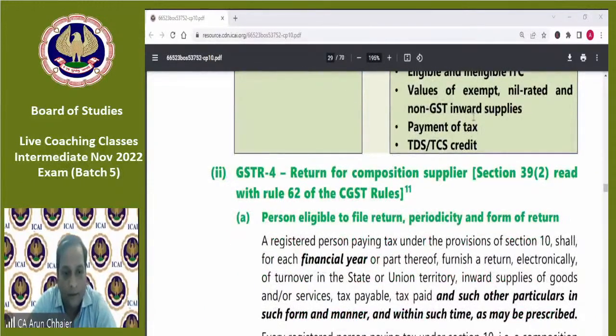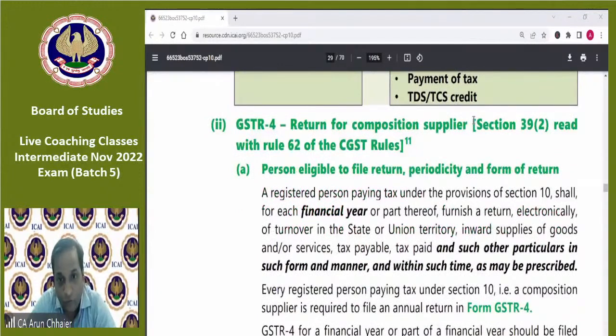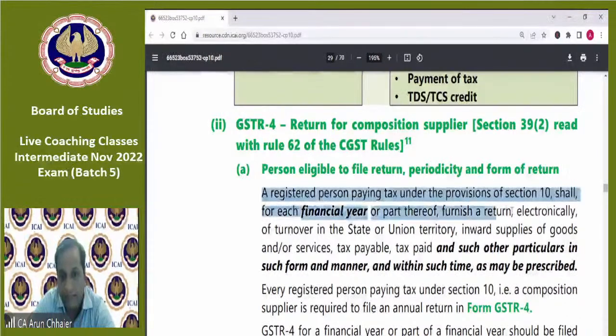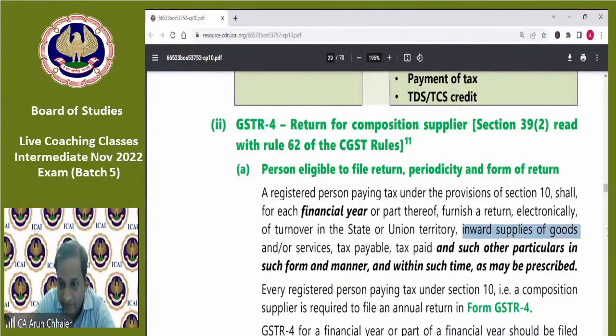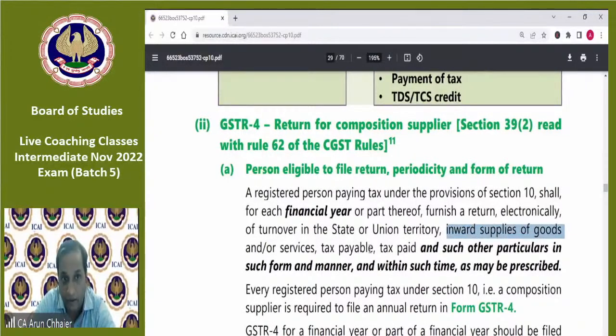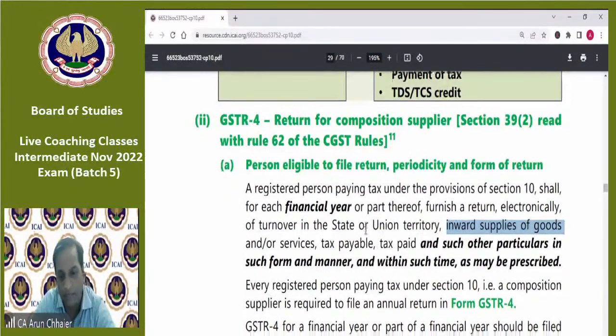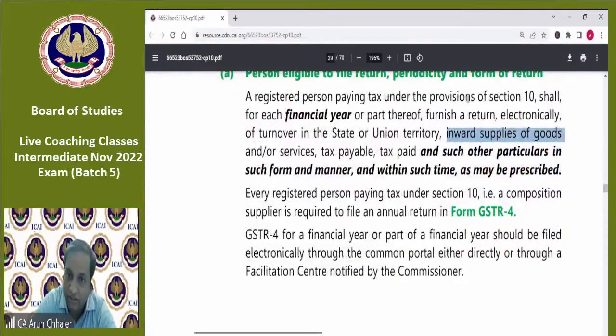Now GSTR 4 would be applicable for composition taxpayers. GSTR 4 is applicable for composition taxpayers, right? A registered person paying the tax under the provision of section 10, that is composition levy, shall for each financial year or part thereof furnish the return electronically, with inward supplies of goods and services, tax payable, tax paid, and such other particulars in such form and manner within such time as may be prescribed. So the composition dealer is required to file the GSTR 4.